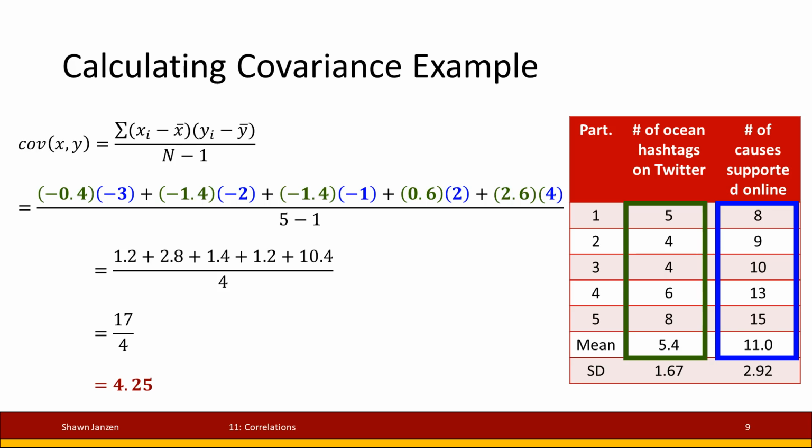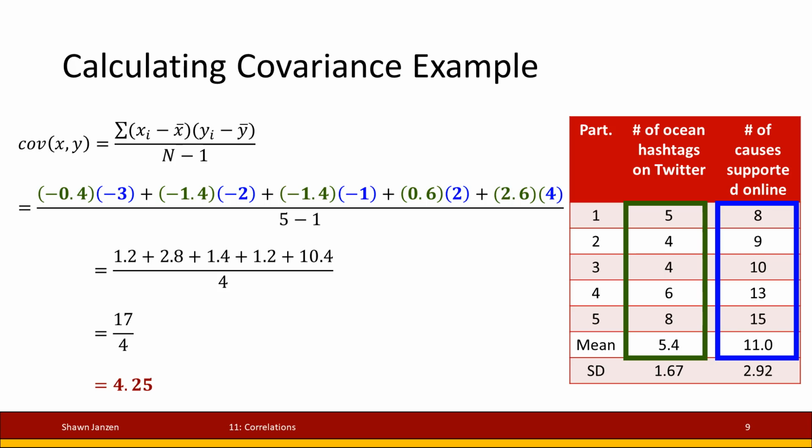So we have 5 different differences. They're all getting multiplied together. Then we add all those multiples together, and that gives us 17. In the denominator, we had n-1, which comes to 4. So we've got 17 over 4. Divide that, we get a covariance of 4.25.